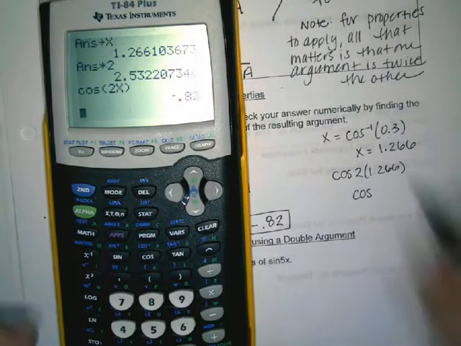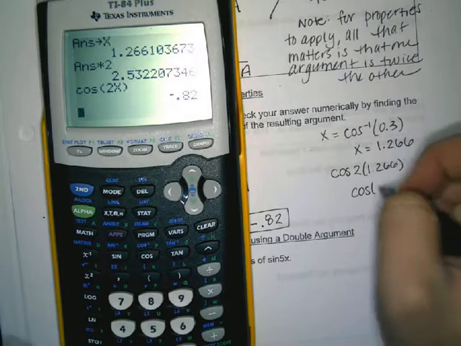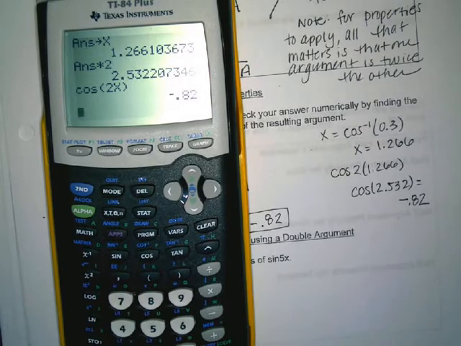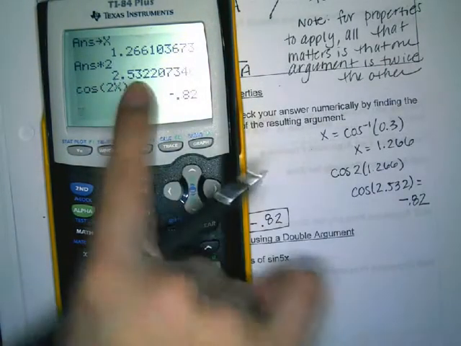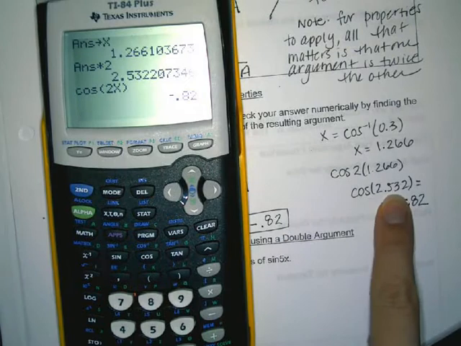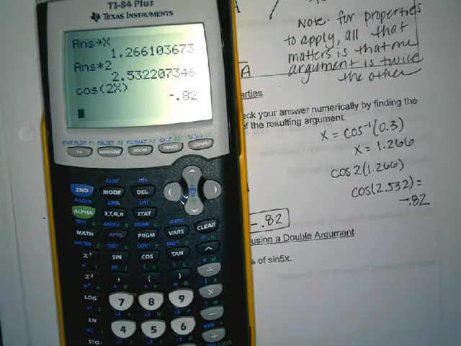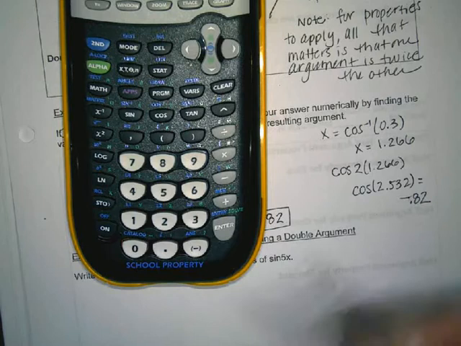You get negative 0.82. What's this for? Wait a minute. Oh, you stored that. I stored the first decimal as x, so then doubling it gives me that, and if you were to take the cosine of that, you should get negative 0.82. Oh. So essentially you were taking the cosine of 2.52. Yeah. This store button here, Kelly.